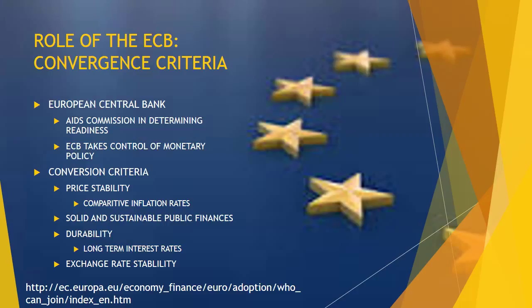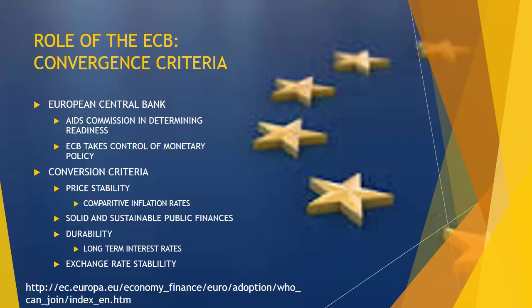So the European Central Bank aids the Commission to determine the readiness of a nation who is going to join the euro at that time. And basically what happens is that the National Bank will hand over control of the monetary policy to the European Central Bank. And it all deals with this conversion criteria that the European Central Bank uses.